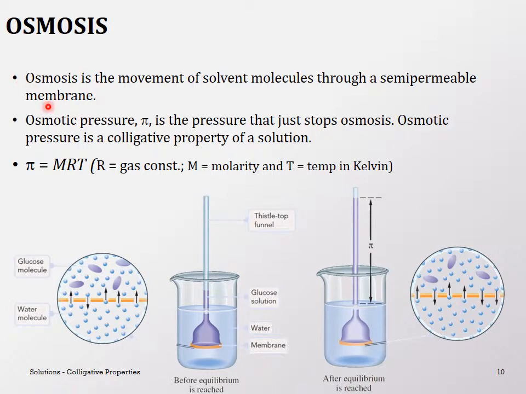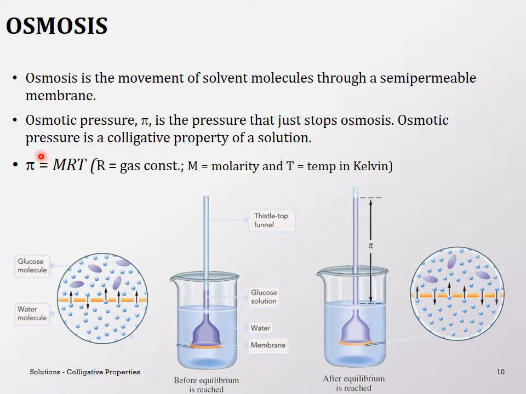And then there is something called osmotic pressure. Osmotic pressure, which is given by pi, is the pressure that stops osmosis. And this is an important part, because what if you don't want the solvent to go out? And so osmotic pressure generally would be a colligative property, because we just saw that vapor pressure is affected by the amount of solute that you have in there.